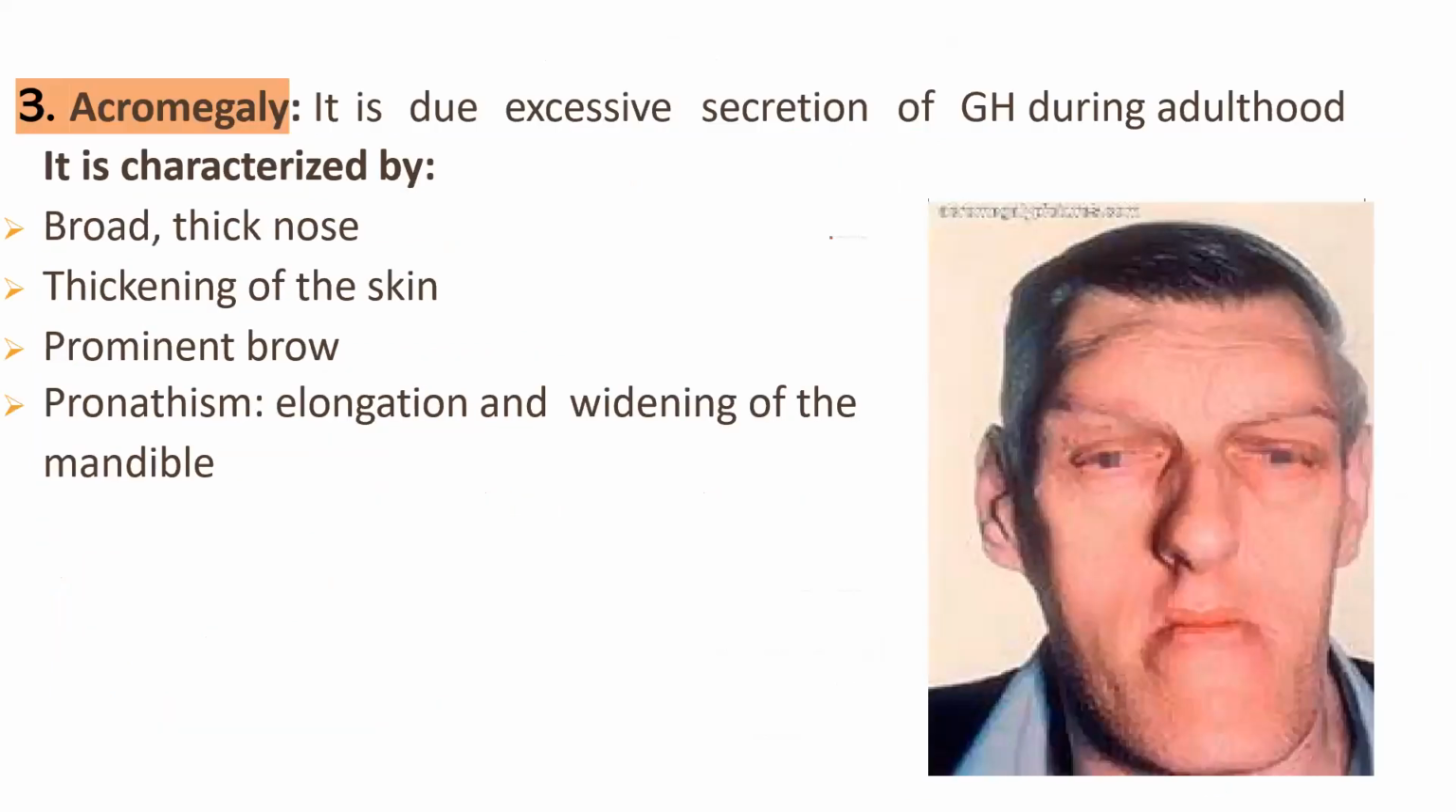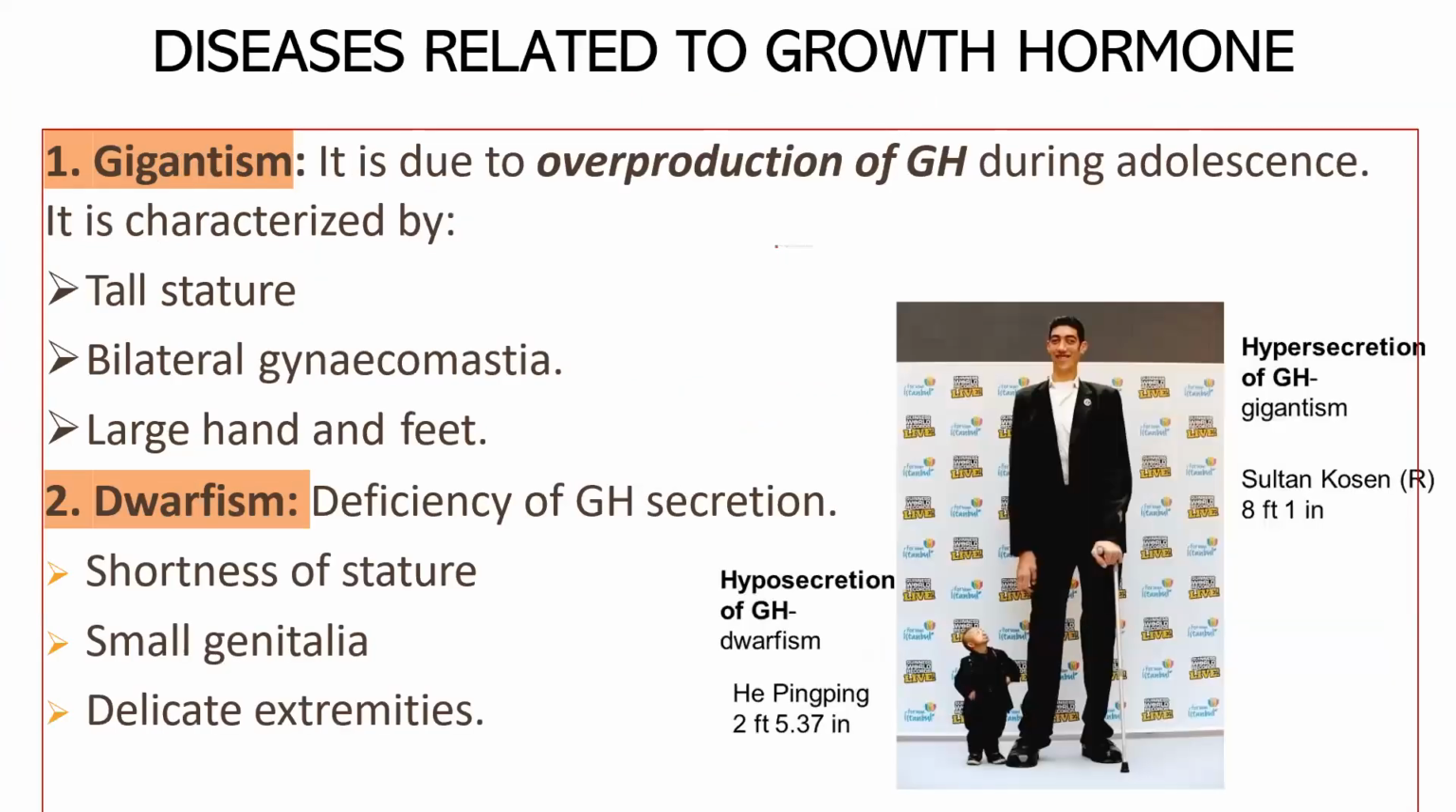Also, it can lead to acromegaly, which is characterized by a broad, thick nose, thickening of the skin, prominent brow, and elongation and widening of the mandible. So these are all the different things that can happen. These are the 1, 2, 3 diseases related to growth hormone.